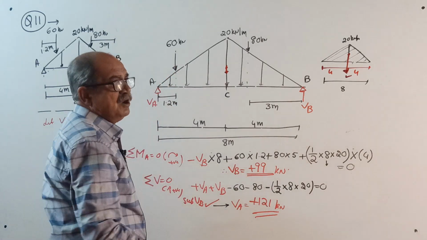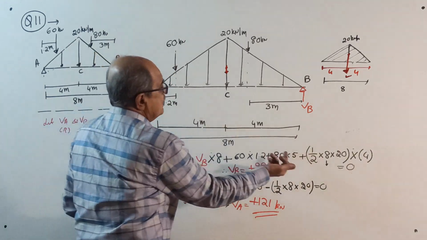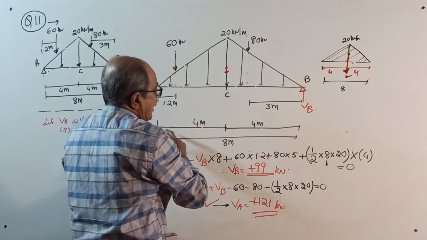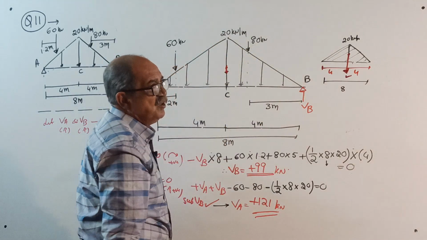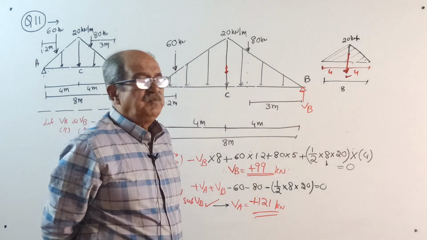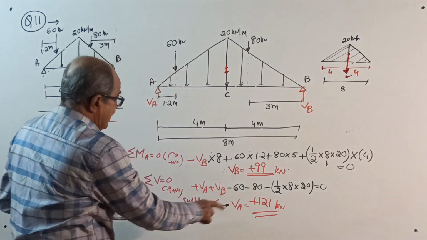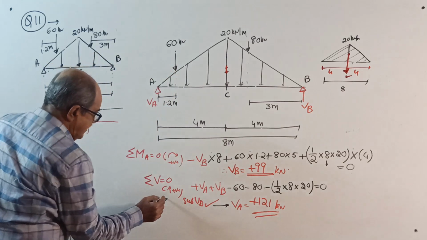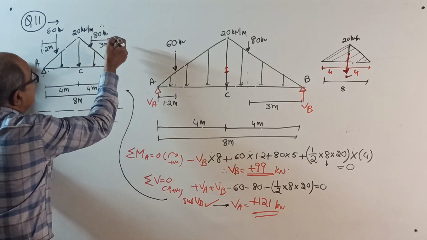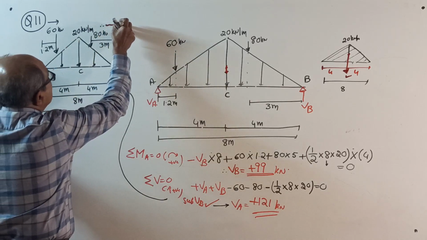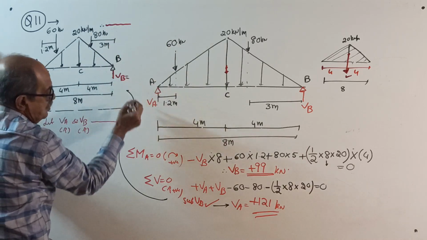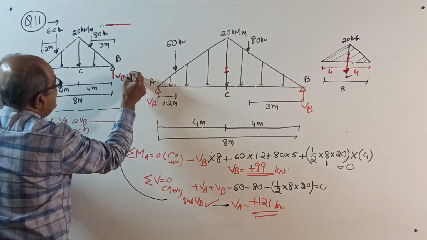Sigma V equal to 0, upward positive. Plus VA plus VB minus 60 minus 80 minus half into 8 into 20, the total load, equal to 0. You get the value of VA. Substitute for VB, get VA. Then after everything is over, come back here and write the usual statement. Therefore, I won't write. Support reactions will be as shown below. Mark a reaction VB here. Both came positive, of 99 kilonewton.